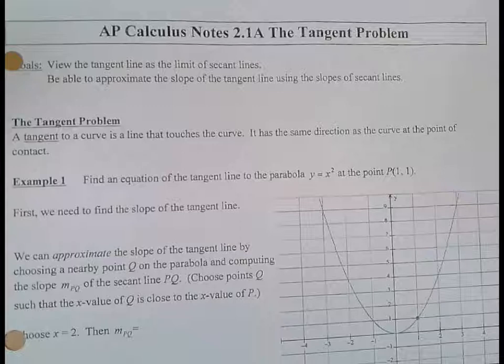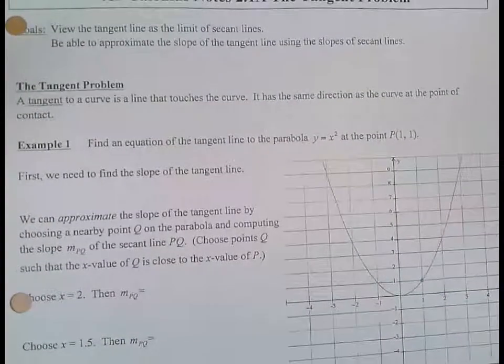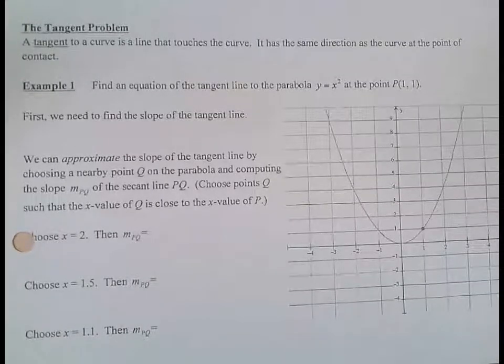So we don't officially start limits right away in 2.1. We have the tangent problem, and then tomorrow we're looking at the velocity problem. So these are 2 problems that introduce the idea of what a limit is. So the tangent problem, ultimately what your goal is to be able to do is to approximate the slope of a tangent line using slopes of secant lines. So you might be familiar with the vocabulary tangent and secant from geometry with circles.